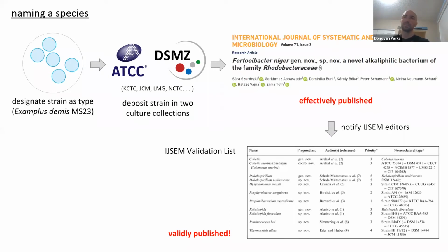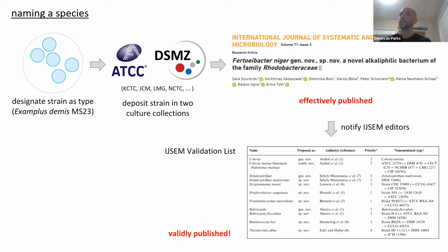So at this point, your species name would be considered effectively published, but there is one more step here, and that is you need to notify the editors of the International Journal of Systematics and Evolutionary Microbiology. They are basically the journal that is taking care of making sure that the rules of the code are followed. So you don't need to publish in that journal, but you do need to notify the editors of that journal that you have published this new name.